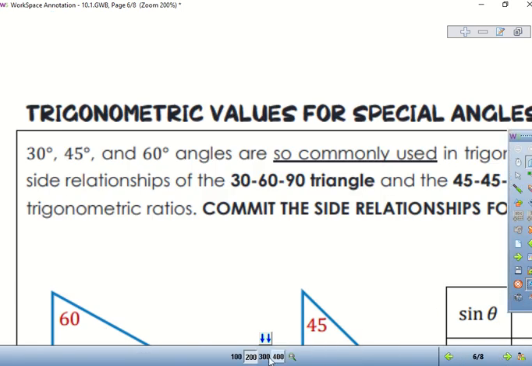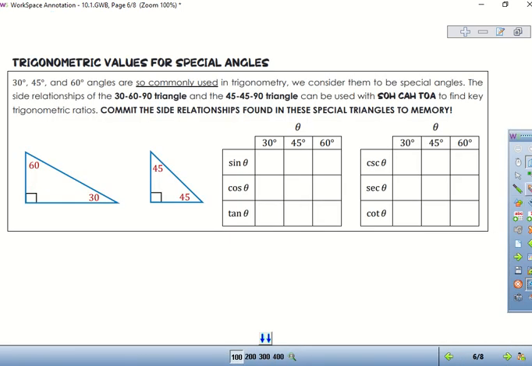So now we're going to talk about trigonometric values for special angles. So 30, 60, 90 angles are so commonly used in trigonometry, we consider them to be special angles. The side relationships of a 30, 60, 90 triangle and the 45, 45, 90 triangle can be used with SOHCAHTOA to find key trigonometric ratios. The common side relationships found in these special triangles, you should really remember them, okay?